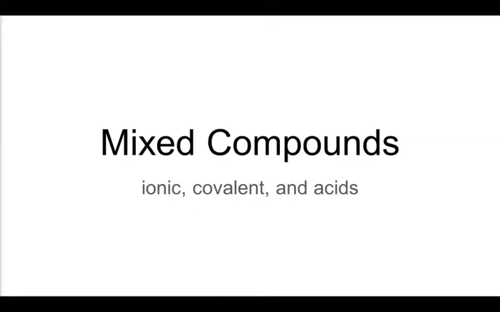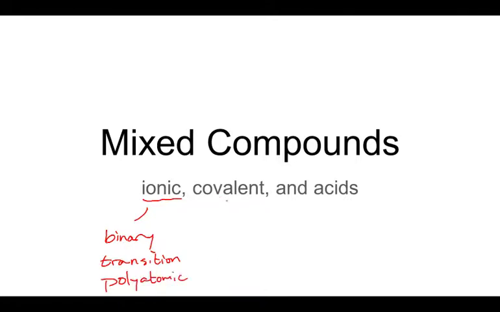Okay, gang, here we go. Here is the final hurdle before the end of the semester, mixed compounds. So we're going to take everything we've done so far: ionic, meaning we've got binary, we've got transition, we've got polyatomic, and then we've got covalent compounds, right? And then we've got acids.